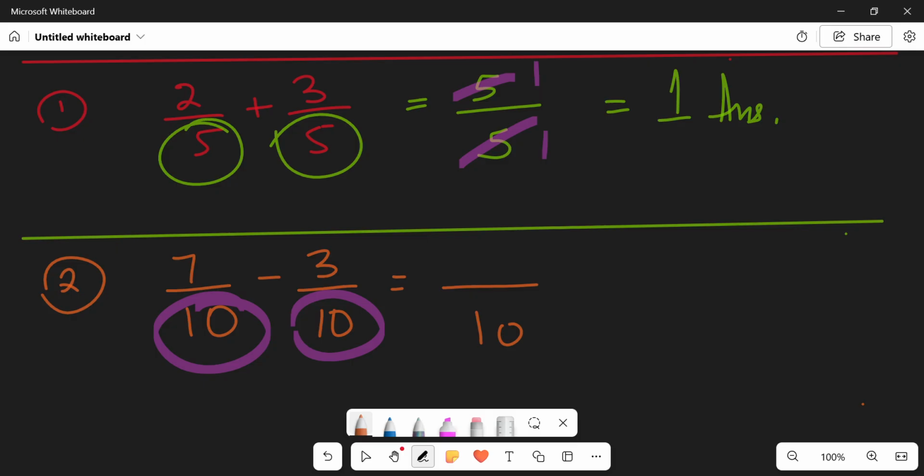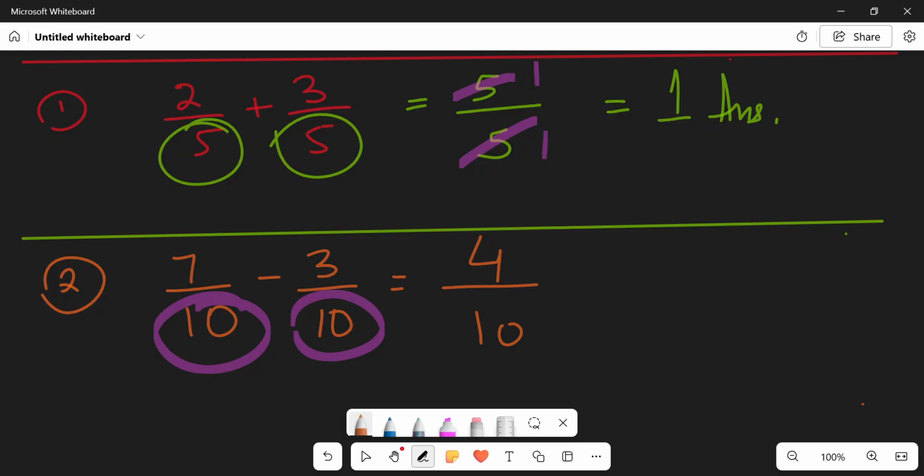These two questions, question one, question two, they both are part of like terms. So 7 minus 3. Yes, what is the answer? 7 minus 3. The answer is, come on students, tell me. The answer is 4. Okay. Now 4 over 10. Do you think this is the final answer? No, this is not the final answer.